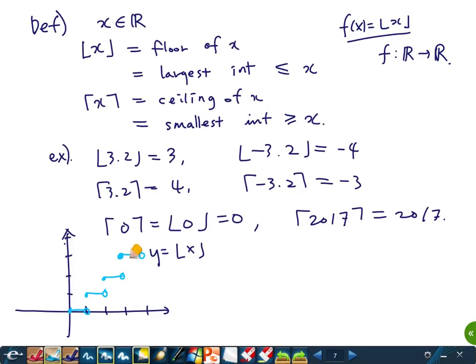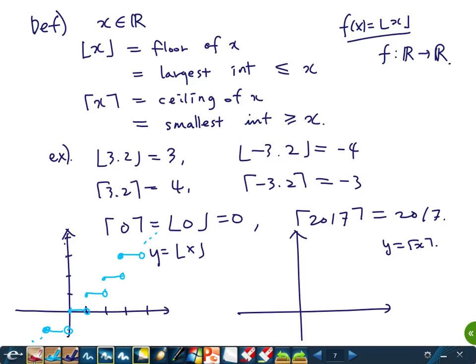Meaning this solid dot means is included. This empty dot means is excluded. So here, similarly, we have it goes like this, in this way. Okay? Maybe similarly, we can draw the function y equals ceiling of x.